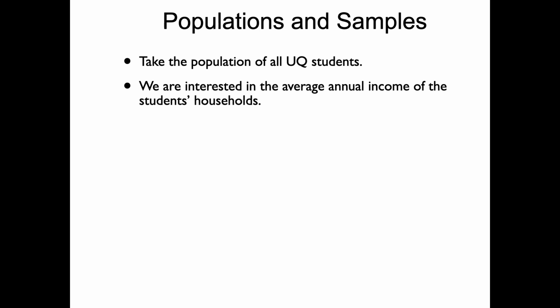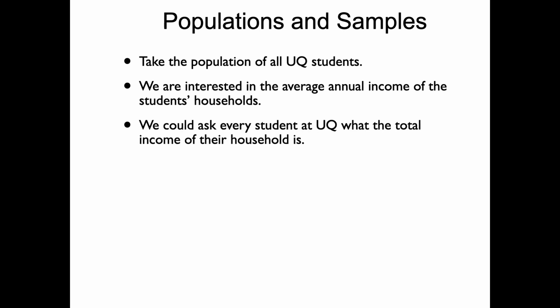Now I want to end with one final point about populations and samples, because as I talked about last week, we're very often working with samples but trying to make inferences about what things are like out in the population. Imagine we take the population of all UQ students, every single student currently enrolled at UQ. We're interested in the average annual income of the students' households, all the people where they come from. We could ask every student at UQ what the total income of their household is, and if we did that, we'd have the population mean.